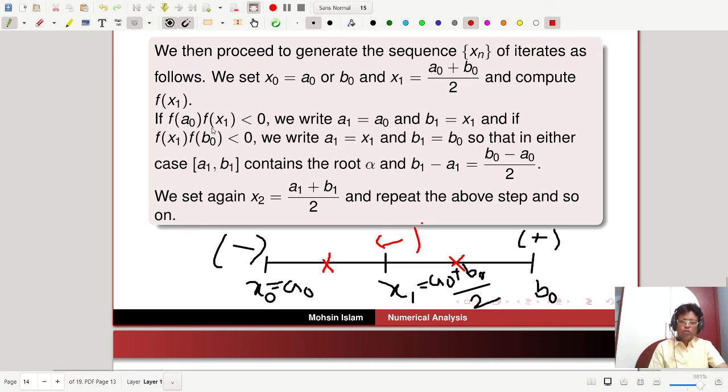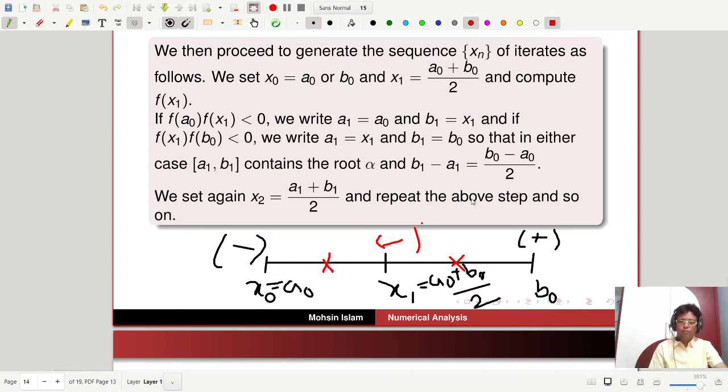So if f(a0) f(x1) is less than 0, we write a1 equal to a0 and b1 equal to x1. And if f(x1) f(b0) is less than 0, we write a1 equal to x1 and b1 equal to b0. So in either case, [a1, b1] contains the root alpha and b1 minus a1 equals (b0 minus a0)/2. We set again x2 equal to (a1 + b1)/2 and repeat the above step and so on. This is the process of the bisection method, or interval halving method.